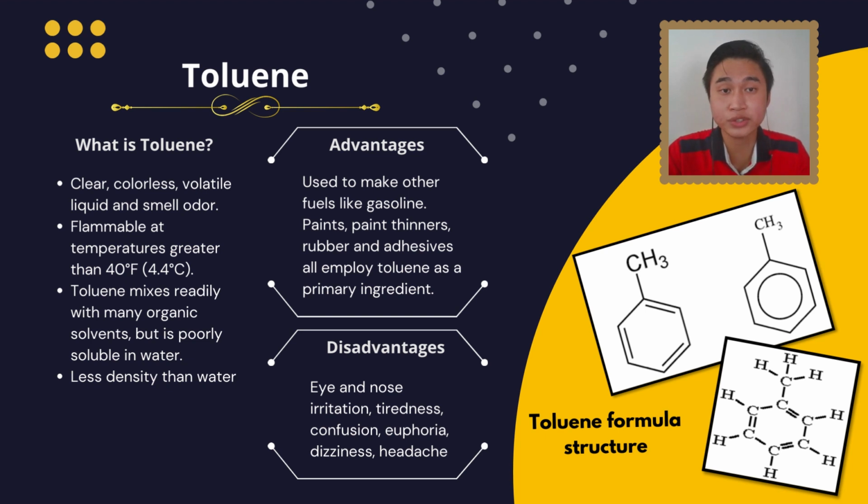The advantage of toluene is that it is used to make fuel like gasoline; paint, paint thinner, rubber and adhesive all employ toluene as a primary ingredient. For the disadvantage, toluene causes eye and nose irritation, tiredness, confusion, dizziness, and headache.